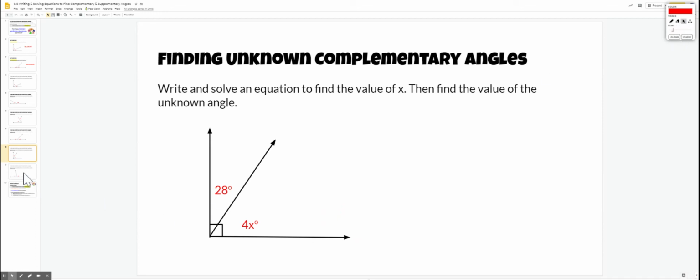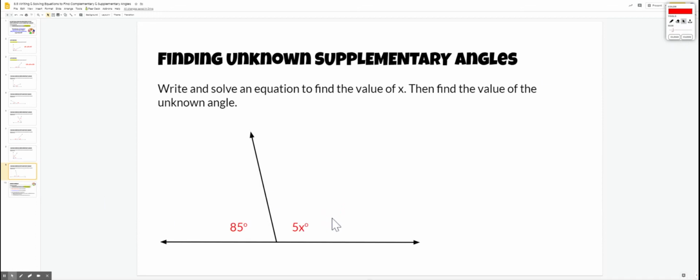One more with supplementary. All right, so here I want you to go ahead and write your equation that you could use to find the value of x. Okay, so looking on your paper, you should have written 5x, I'll write that this way this time, plus the 85-degree angle gives us a total of 180 degrees. Go ahead now and solve that equation to find the value of x.